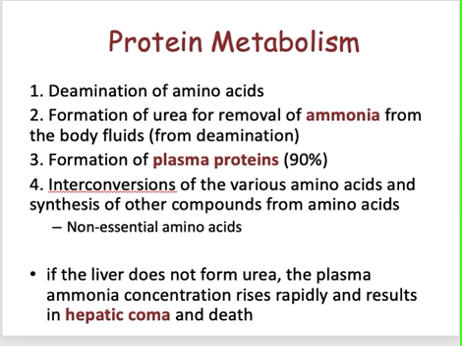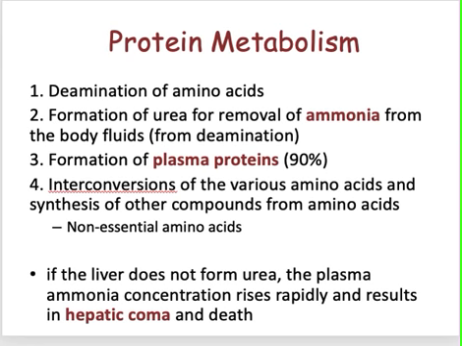Next is protein metabolism. Your liver is also the major site of protein metabolism in terms of deamination of amino acids. So your amino acids, before they can be utilized as gluconeogenic precursors, or before they are transformed into other substances, they have to undergo deamination, or the removal of the amino group, before they can be utilized.